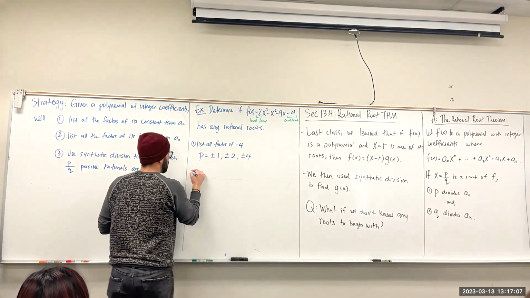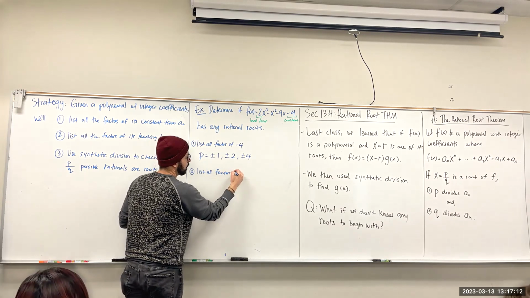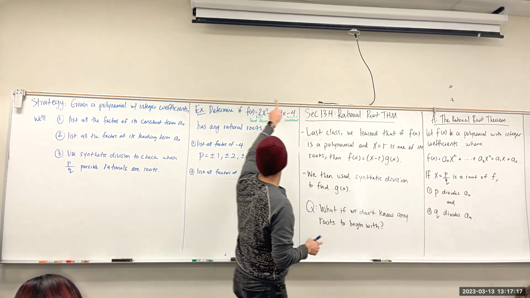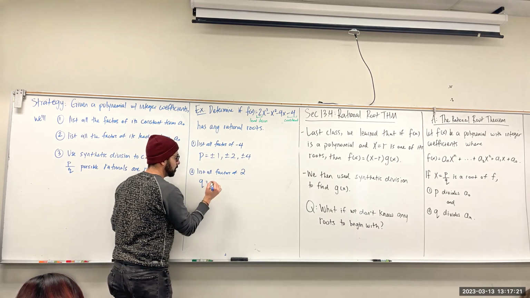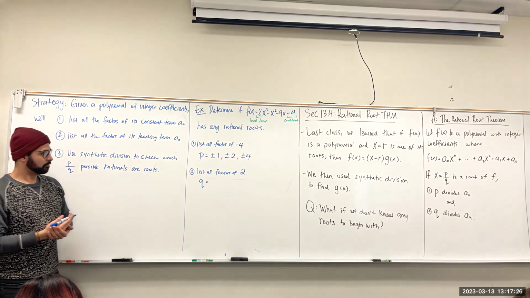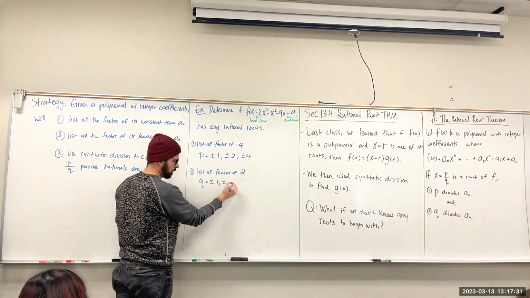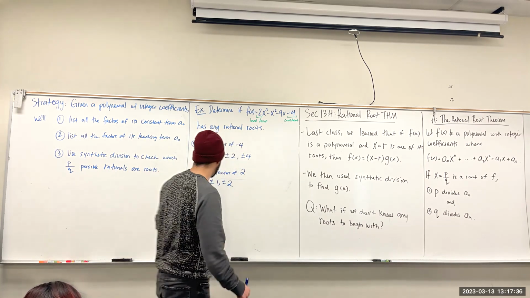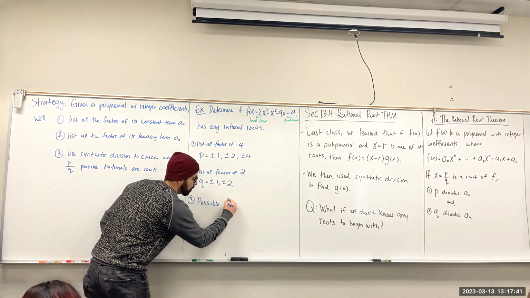Okay, number 2. Now we got to list all factors of my leading term, which is 2. Those are going to be our possible Q values. So what can divide 2? Plus or minus 1, plus or minus 2. Okay. Therefore, what are all the possible P over Q's?